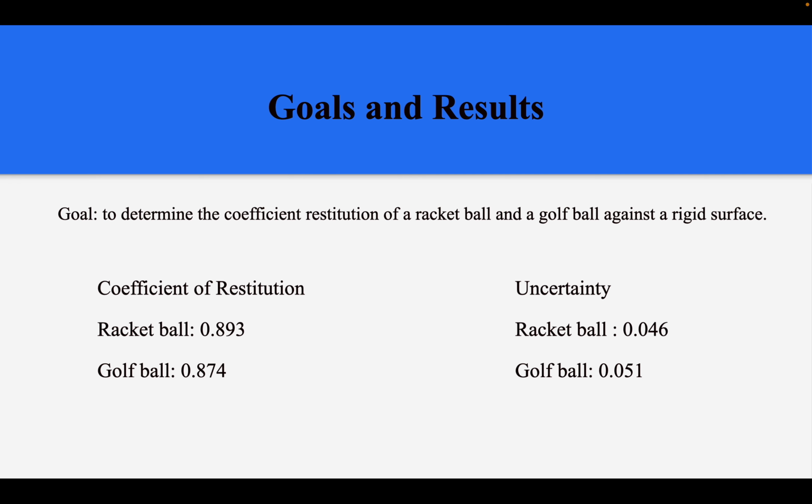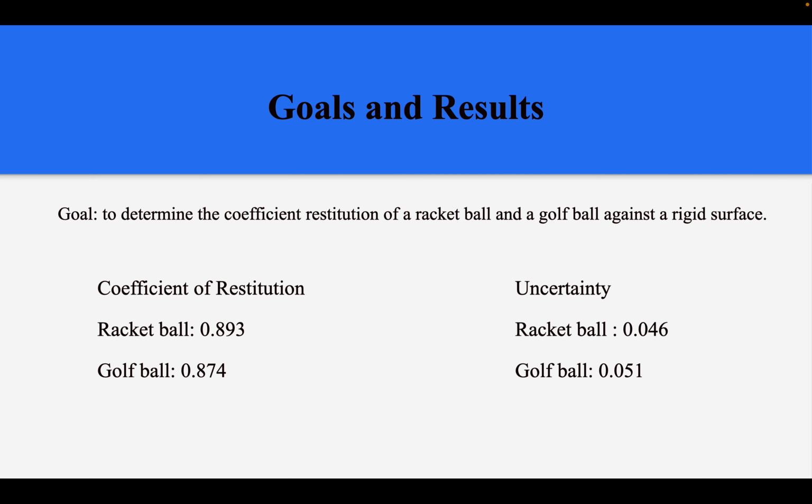In this lab, our goal was to determine the coefficient of restitution between two objects. The two objects we decided to experiment with were a racquetball and a golf ball. The coefficient of restitution depends on what material the ball is bouncing against. In this case, it was a lab table.